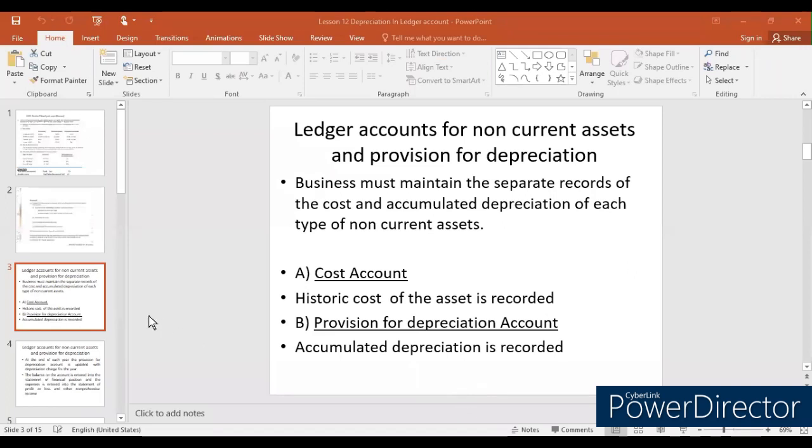Okay, I will start lesson number 13. I'm sorry, lesson number 12. I think it's ledger accounts for non-current assets and provision for depreciation.